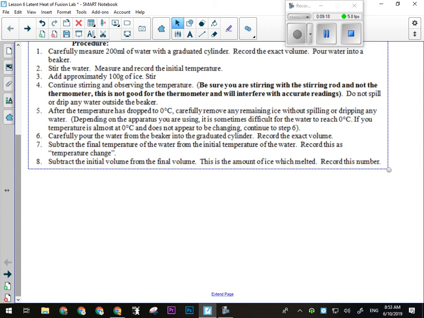Questions on that? Everybody's good? Okay, then we'll come back and we'll work on the analysis together. The final volume will tell us the amount of ice that melted because it won't be 200, right? It'll be more than 200. Whatever the difference is, that's the volume, that's the mass of ice.